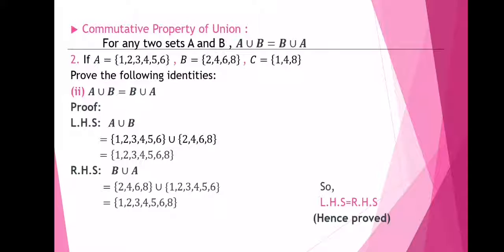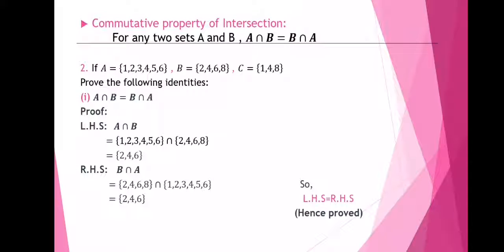Similarly, it can be done for the intersection as well. If we are finding the intersection of these two sets, since we know that in the intersection we write the common elements of the given sets, here the common elements of A and B will be {2, 4, 6} and of B and A will be {2, 4, 6}, that is our left hand side is equal to right hand side.